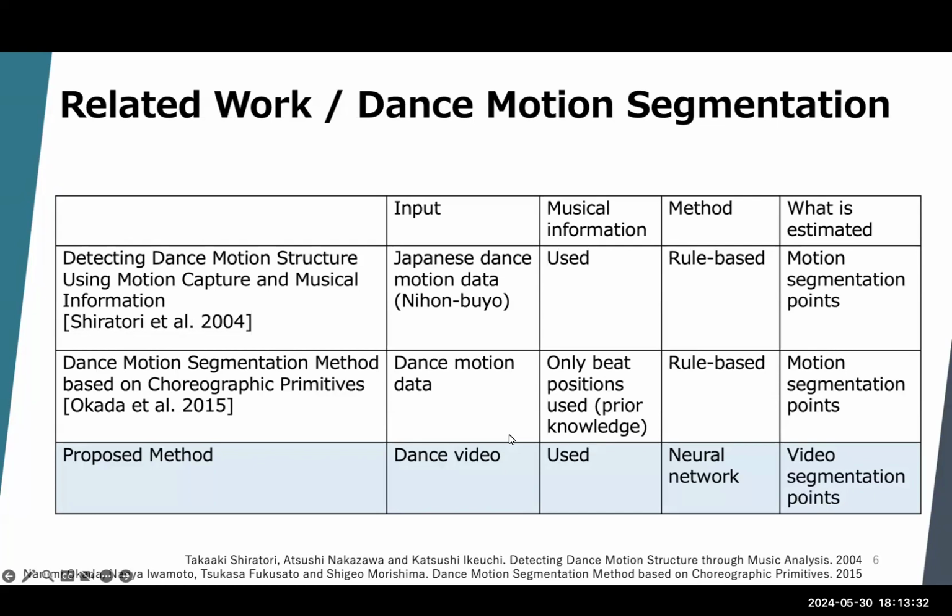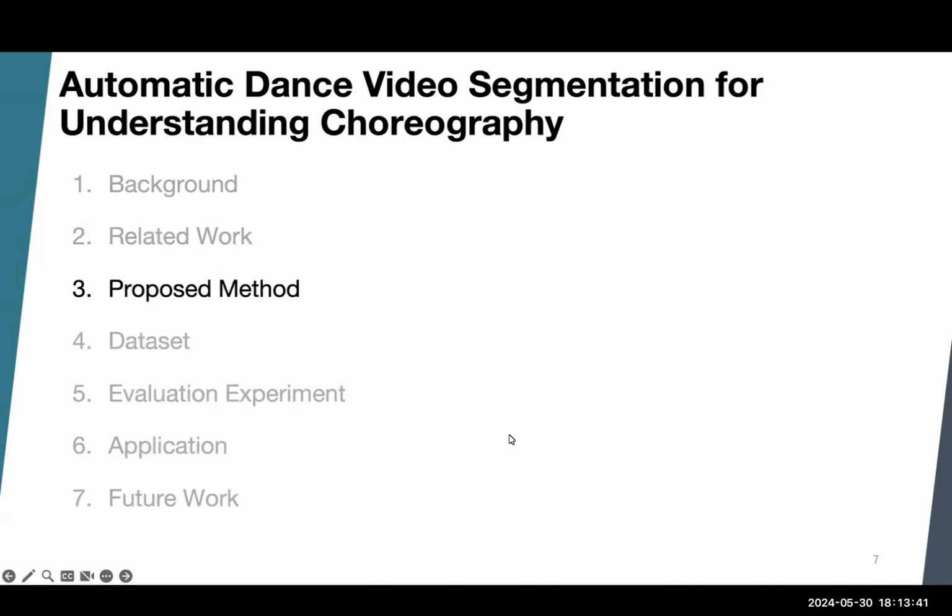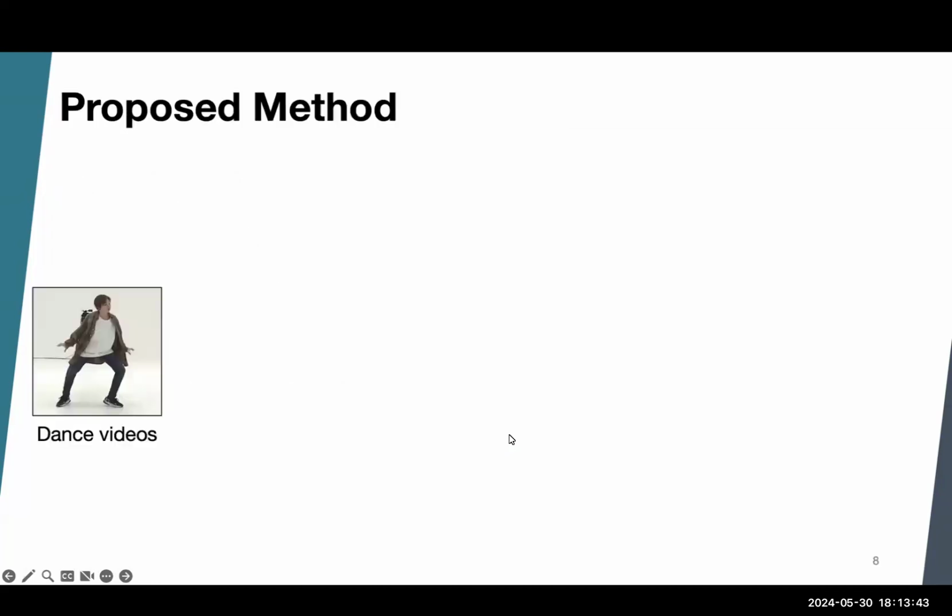In contrast, our approach utilizes both visual and musical information from dance videos. We employ a neural network to determine segmentation points, providing a more general solution applicable to a variety of dance styles. Now I will explain the details of the proposed method. In our proposed method, we take dance videos captured by a camera as input and use machine learning to estimate the segmentation points of the choreography.